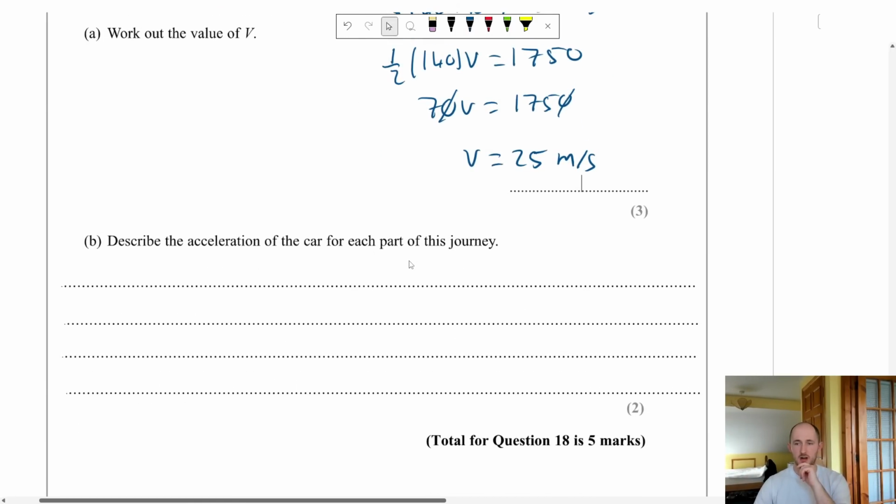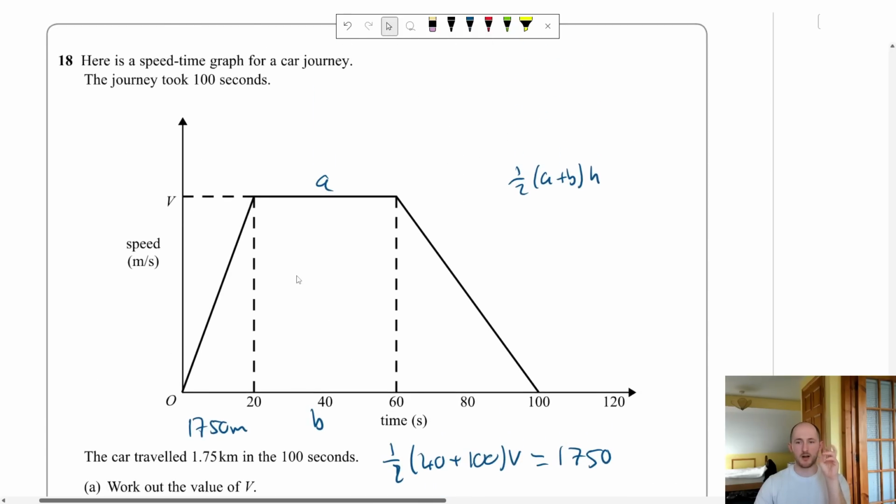Describe the acceleration of the car for each part of the journey. When they talk about parts, they're talking about every time the acceleration changes. So why have I highlighted those 3 areas? The acceleration equals the gradient of the line. So those 3 times is where the gradient changes, so therefore the acceleration changes.